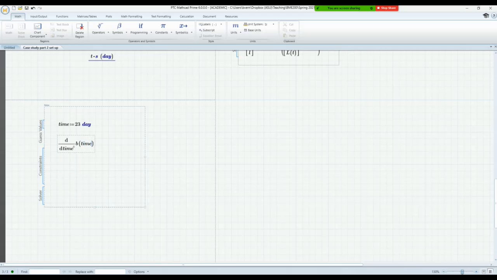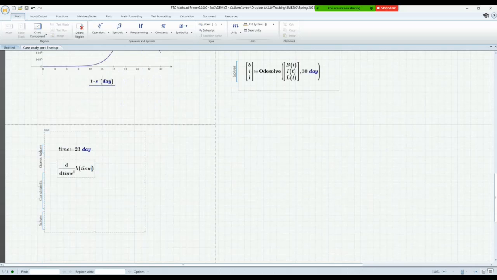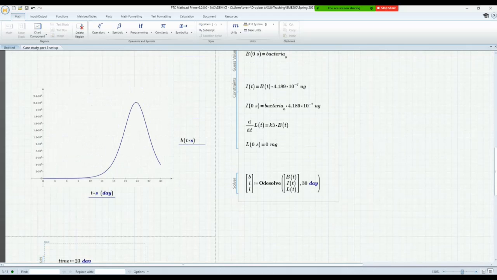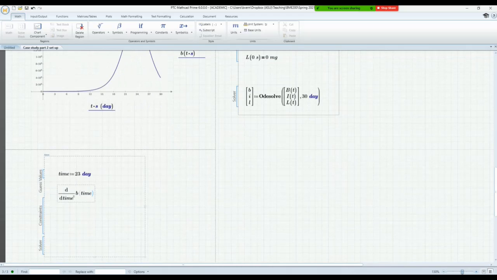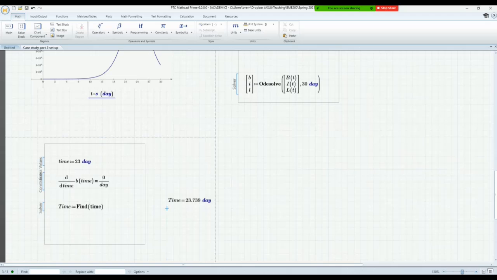The solution to the bacteria in this equation is at the point where the derivative of the solution turns into 0. So let's make this equal to 0 per day, and then find the time there. So let's find out what the time is. Seconds, I don't want seconds. Let's do 23.8 days. So that peak right there is at 23.8 days.